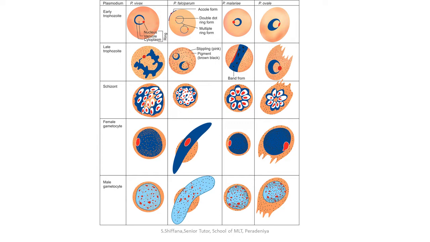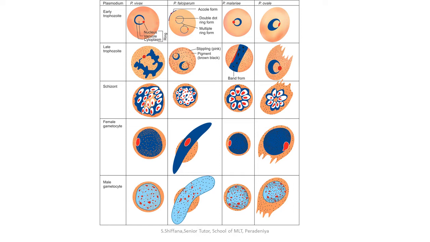When we consider the life cycle, two hosts are needed: one is the mosquito, the other is the human. Here, the definitive host is the mosquito, the Anopheles species. The intermediate host is the human. First, the mode of transmission: they are transmitted to the human by the bite of an infected female mosquito.